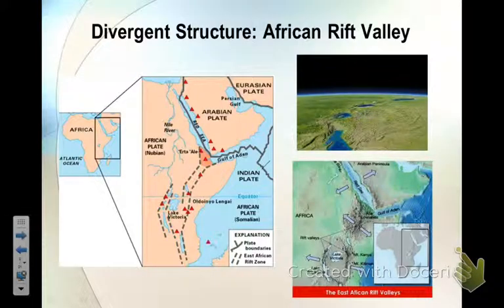Some divergent structures are not always found underneath the ocean. When they're found above the ocean, they can be rift valleys. Rift valleys are commonly found in Africa, as you can see from the picture below. They pull apart and make these big trenches almost. So they separate.